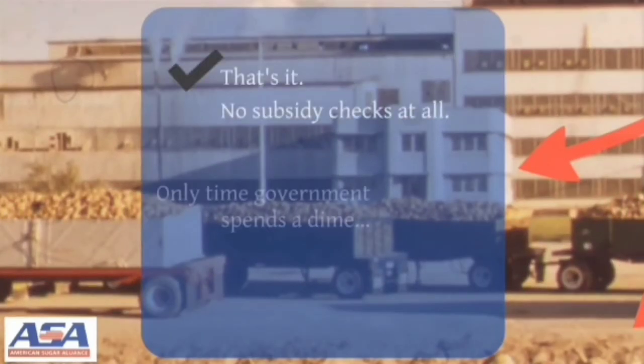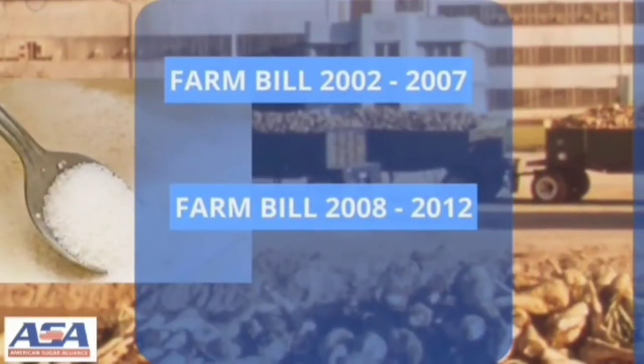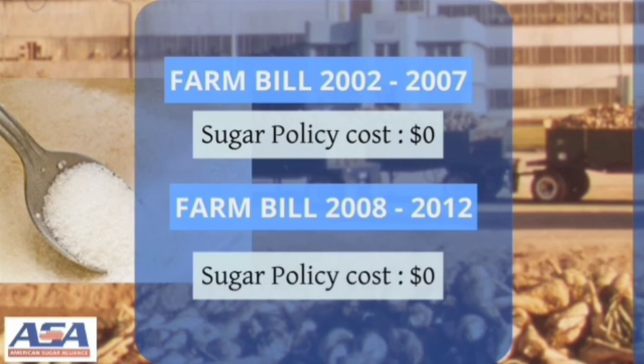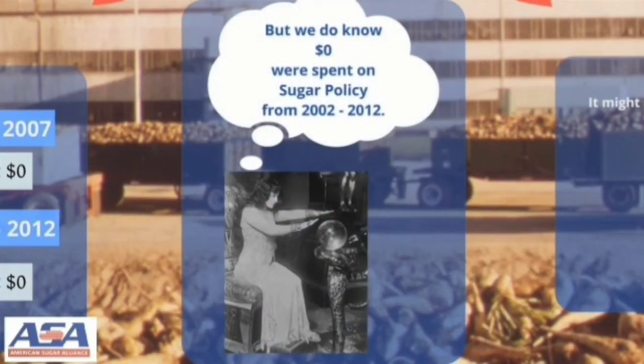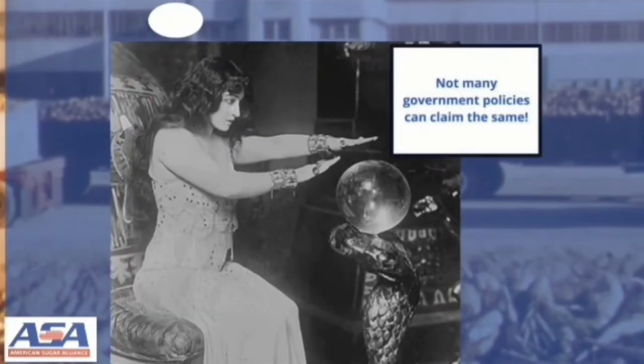The only time the government spends a dime is to deal with massive oversupplies, something that's extremely rare. Sugar policy cost nothing under the Farm Bill that ran from 2002 to 2007. It was a no-cost policy again for the Farm Bill, written in 2008 to last through 2012. No one can predict the future, but we know that $0 were spent on sugar policy from 2002 to 2012. Not many government programs can claim the same.